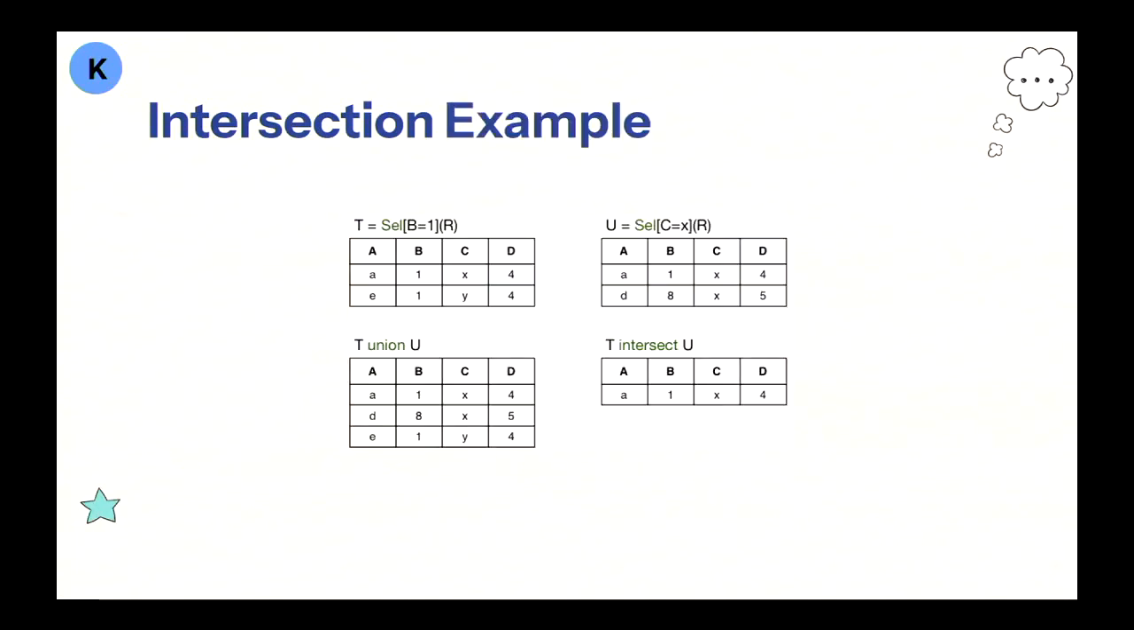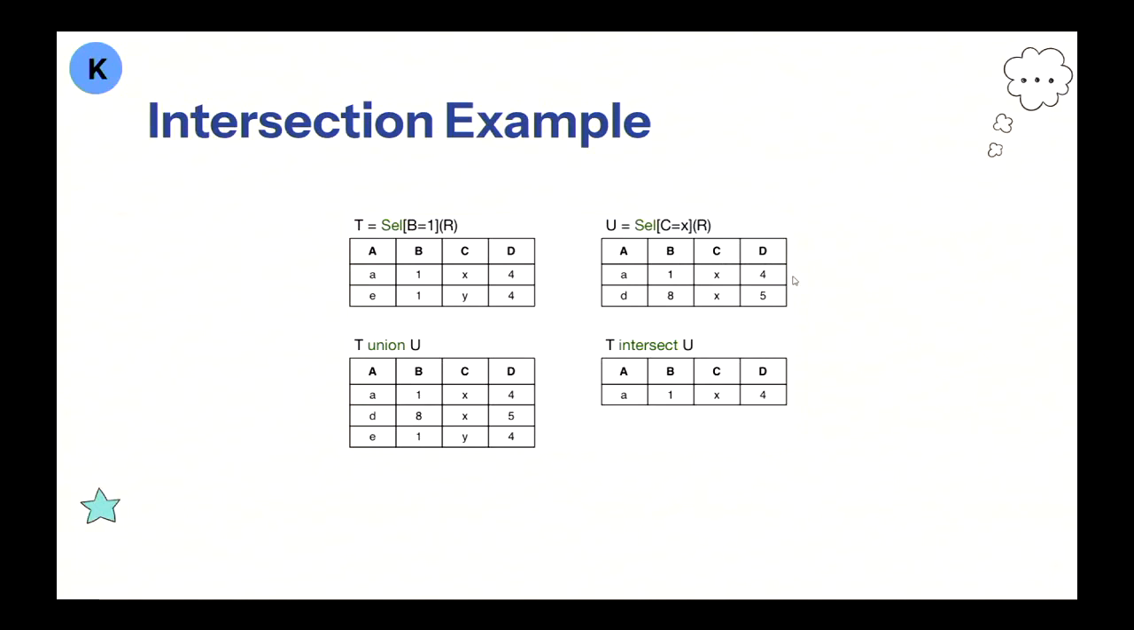And here are some examples for unions and intersections. For example, for T, we have this. For U, we have this. The union is to combine them together and remove duplicates. For the first row, they are essentially the same, so only one instance of the first row appears in the result. And as you can see here, the restriction is that the two operands must have the same schema, so they must all have A, B, C, and D as their attributes.